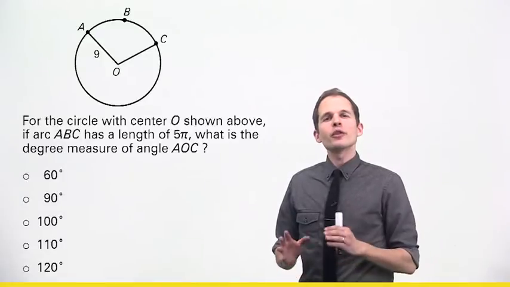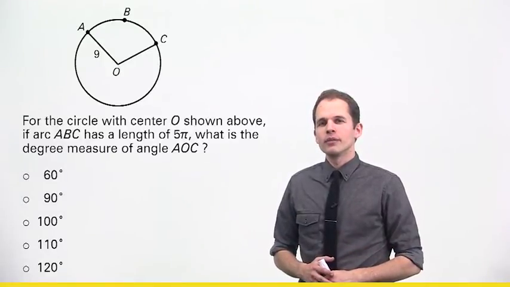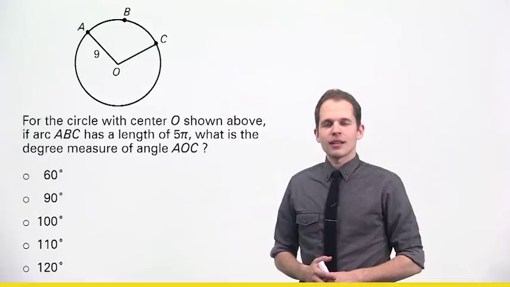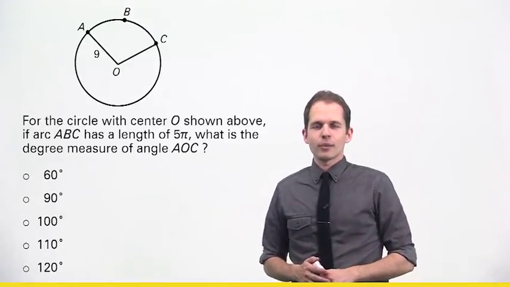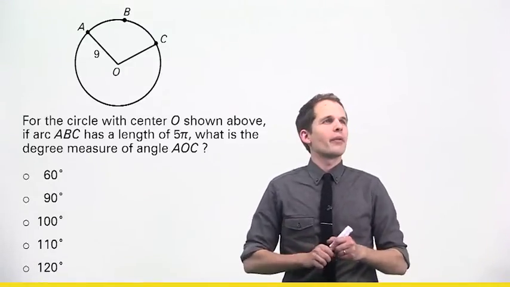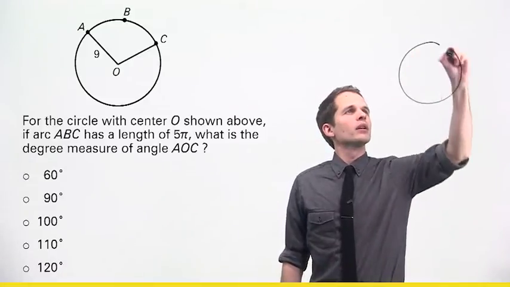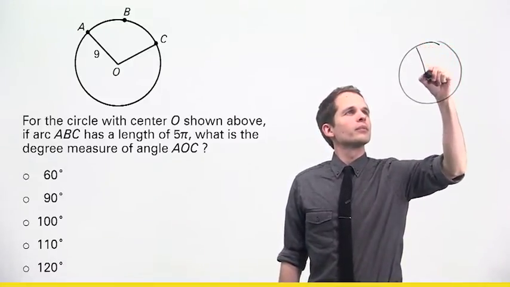This question says, for the circle with center O shown above, if arc ABC has a length of 5 pi, what is the degree measure of angle AOC? So this is a geometry question. I want to follow the geometry basic approach. Step one of that is to draw out the figure that they give you. If they don't give you one, you add your own.